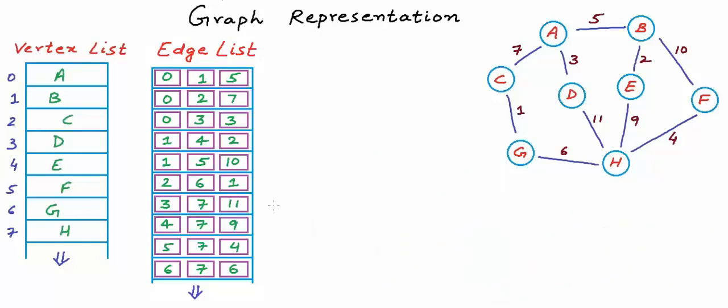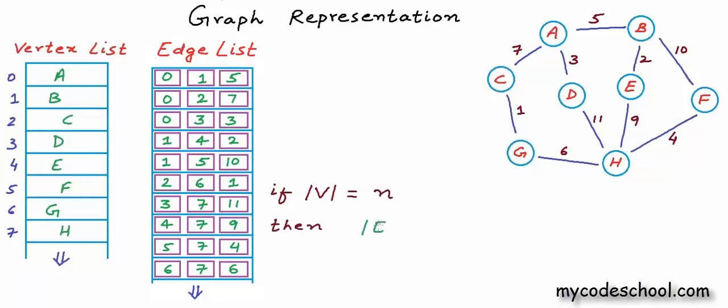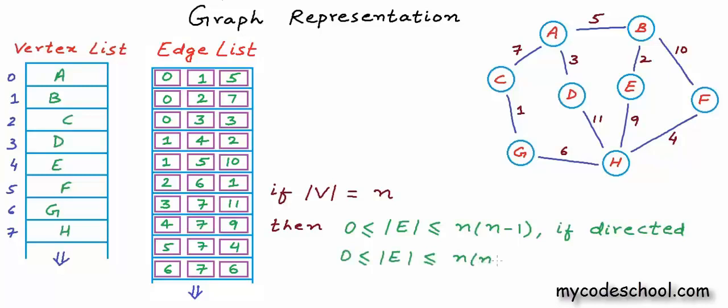If you remember this discussion from our previous lesson, in a simple graph, in a graph with no self loop or multi-edge, if number of vertices, that is the number of elements in set V, is equal to n, then maximum number of edges would be n into n minus 1 if the graph is directed. Each node will be connected to every other node. And of course, minimum number of edges can be 0. We can have a graph with no edge. Maximum number of edges would be n into n minus 1 by 2 if the graph is undirected.